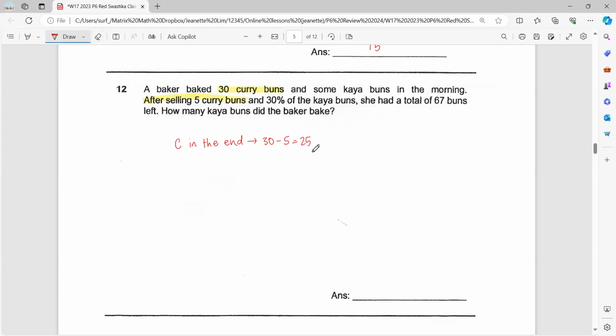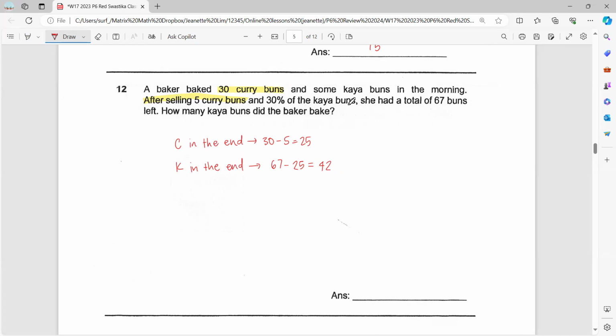Okay, so this is what we start off with, which is the number of curry buns in the end. And we know that the total number of buns in the end is 67. So I can use the total minus away the curry buns to find how many kaya buns are there in the end. So 67 minus 25, this will be 42. So this 42 is the number of kaya buns in the end, for which this is after 30% of the kaya buns were sold.